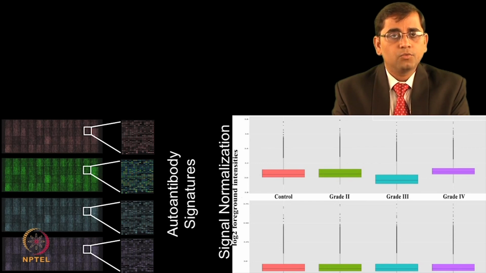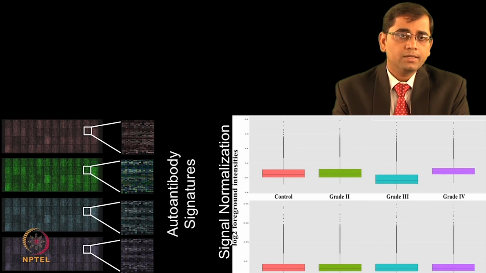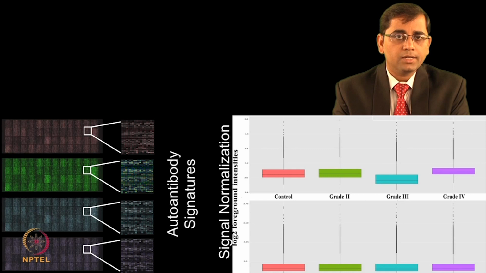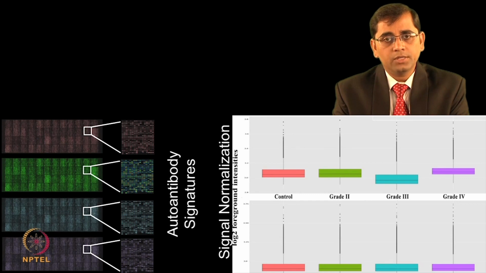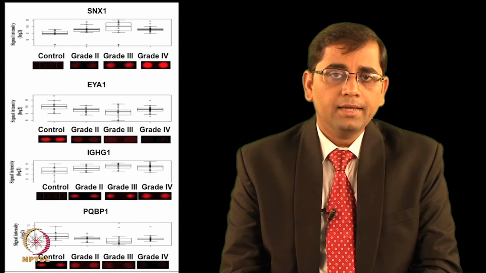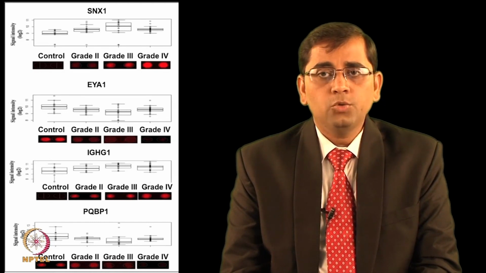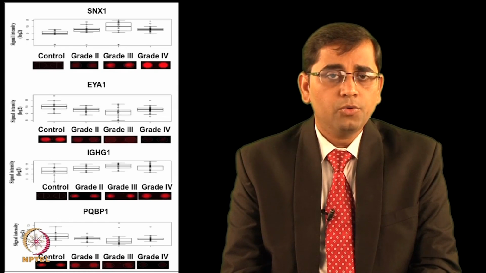This normalized data was further subjected to dimensionality reduction techniques like correspondence analysis or CA. CA provides a shorter list of differentially expressed proteins that are statistically more significant. This data was then subjected to recursive feature elimination models such as support vector machine (SVM) to deduce a list of significant classifier proteins from this list. The study revealed a panel of interesting proteins like IgG1 and SNX1, which were upregulated, and PQBP1 and EYA1 proteins as downregulated.